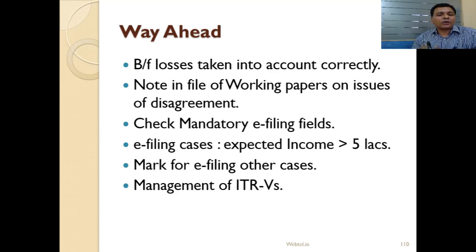We should mark or make a list of e-filing of other cases also where the assets abroad are there of an assessee, or some signing authority of an account abroad is there, or some relief under section 90/90A, etc. has been claimed. So please make a list of these cases so that by mistake we do not file these returns manually. And for management of ITRs, we should prepare a list somehow in Excel or otherwise of all the ITRs which need to be sent in the cases where returns have been filed electronically without using digital signature.